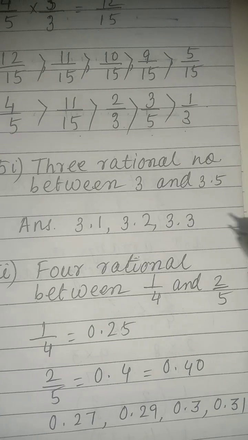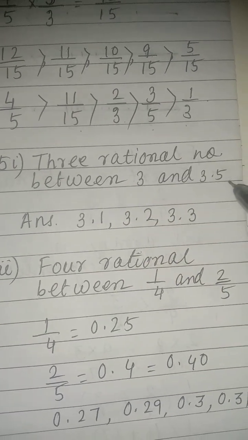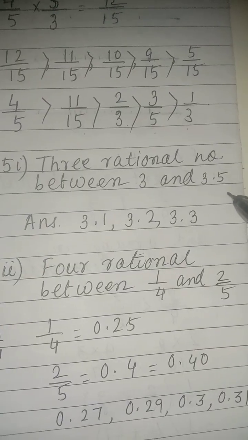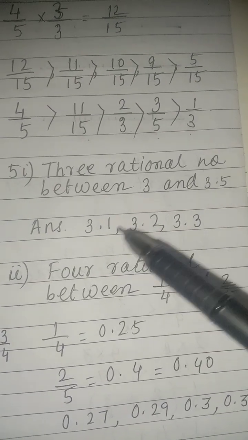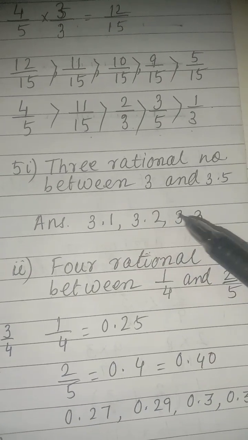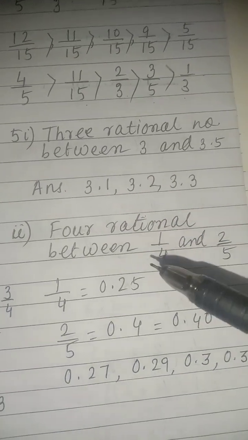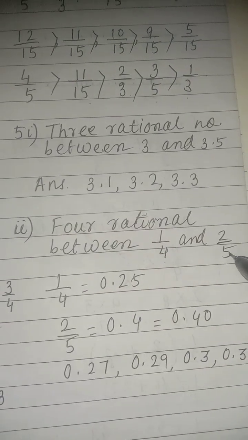Number 5, first is insert 3 rational numbers between 3 and 3.5 using the concept of decimal. So it's 3 and 3.5. The decimal numbers in between are 3.1, 3.2, 3.3. Similarly, 4 rational numbers between 1 by 4 and 2 by 5.